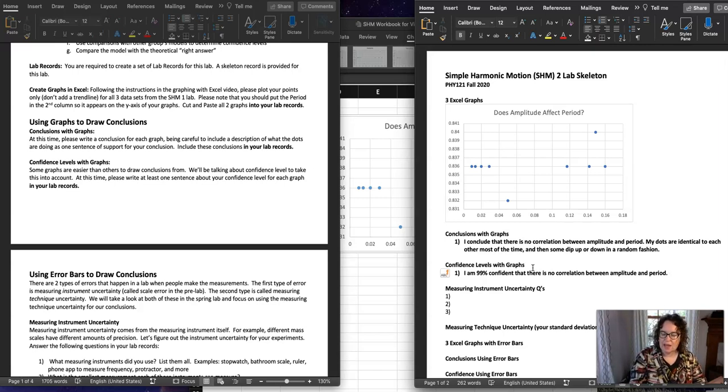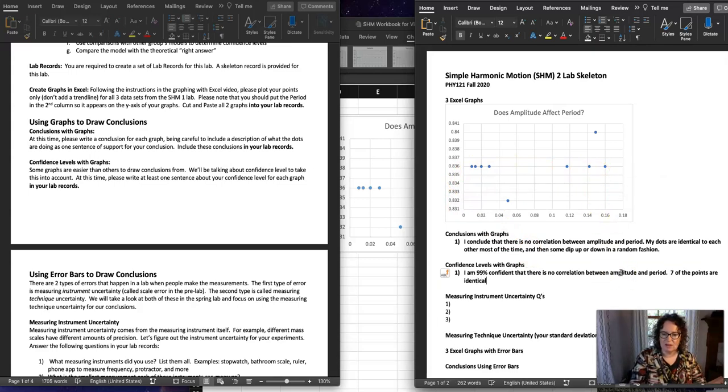And then I would write, why am I so confident? Well, if I look here, 1, 2, 3, 4, 5, 6, 7 of the points are identical and only 2 change. Of those, 1 went down and 1 went up.